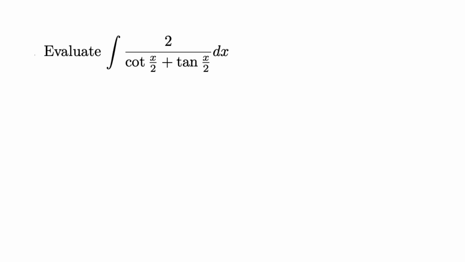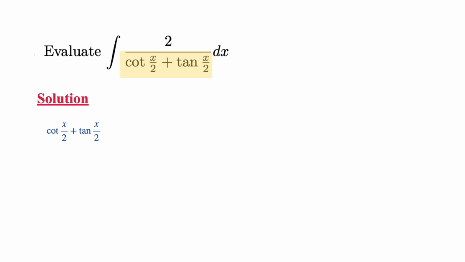In this video, we are going to evaluate the integral of 2 over cotangent x over 2 plus tangent x over 2. We are going to integrate it in two different ways and you will see that they will give different answers. To solve the problem, we need to first consider the denominator. It seems complicated and hence life would be easier if we simplify the expression.